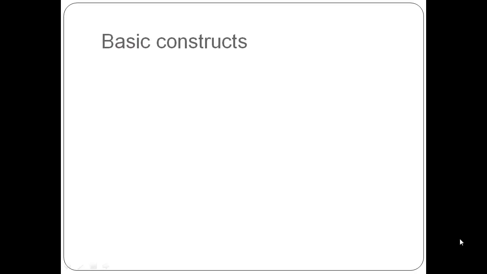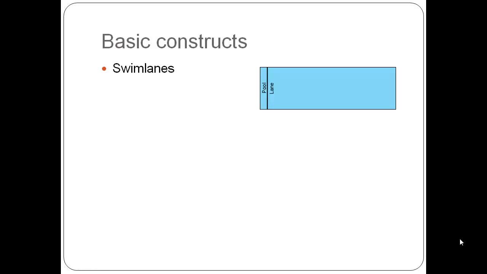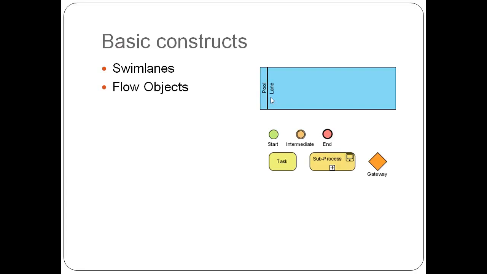Okay, let's talk about the basic constructs of the BPMN. There are three types of constructs. The first thing is a swim lane, and the swim lane is something that looks like this, a rectangular box. And the second thing is the flow objects.